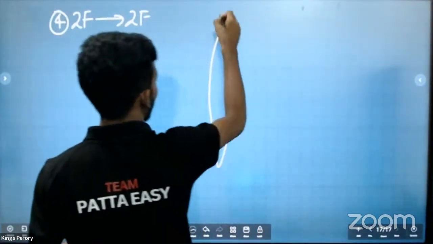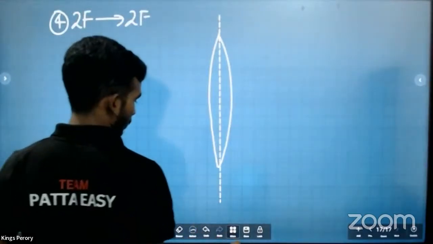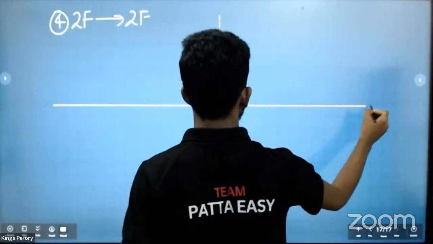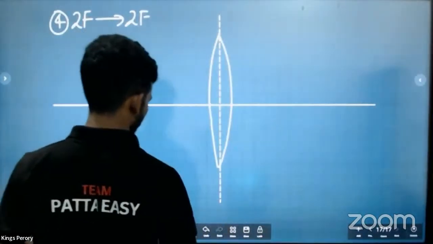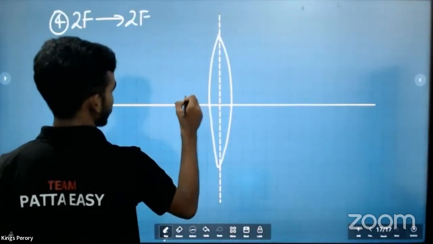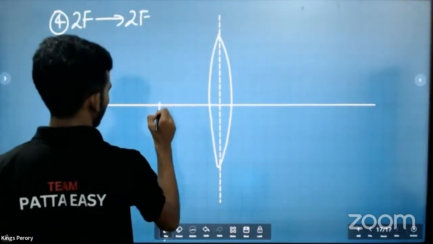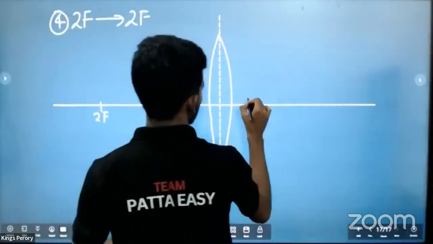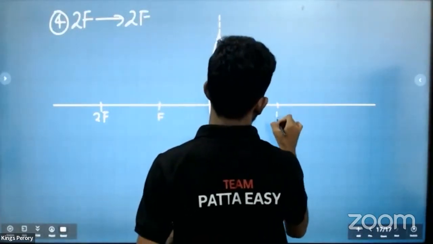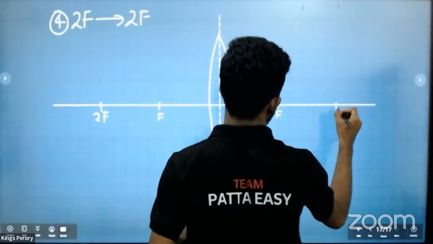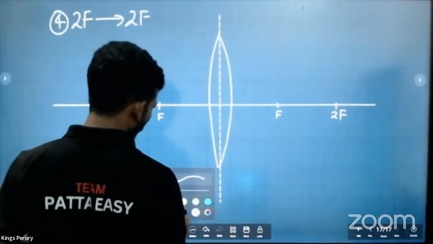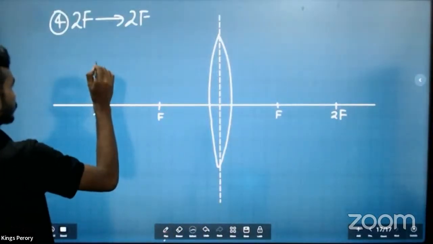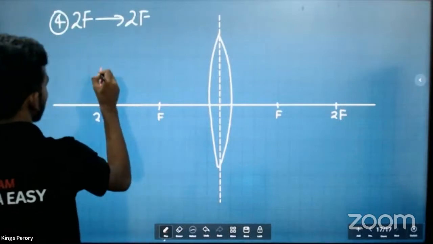Center line, principal axis. 1, 2, 3, 4, 5, F. 1, 2, 3, 4, 5, 2F. Object at 2F. Now same story. Object at 2F. That's your object.